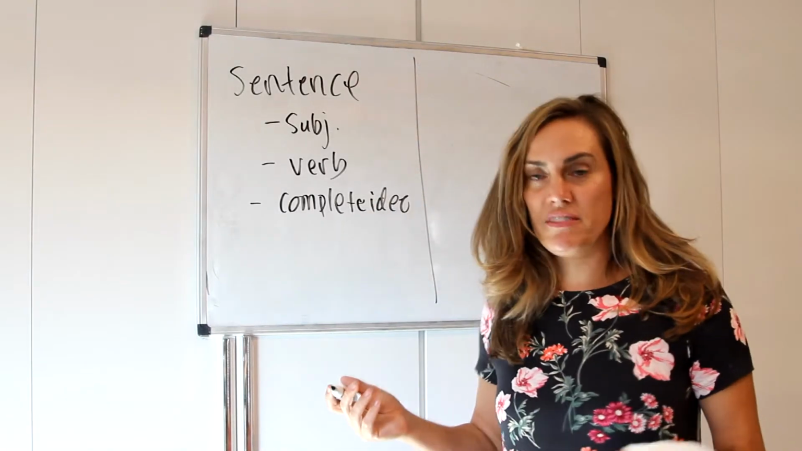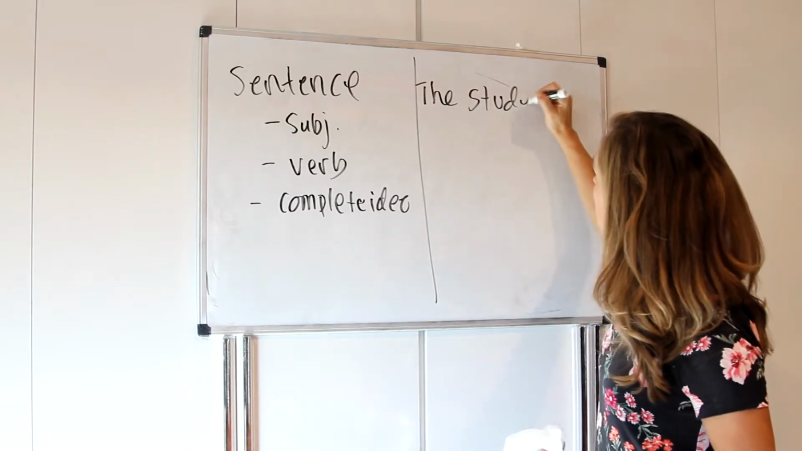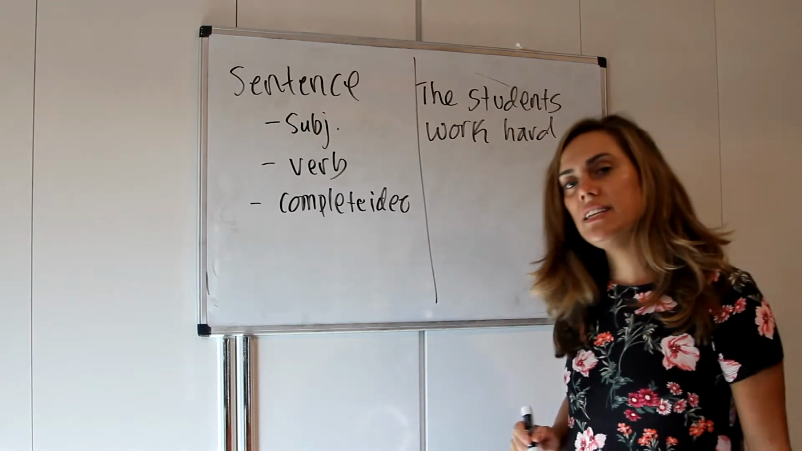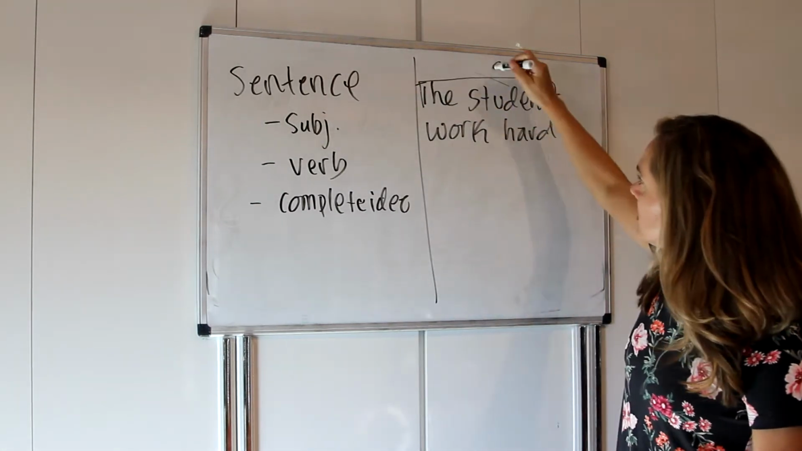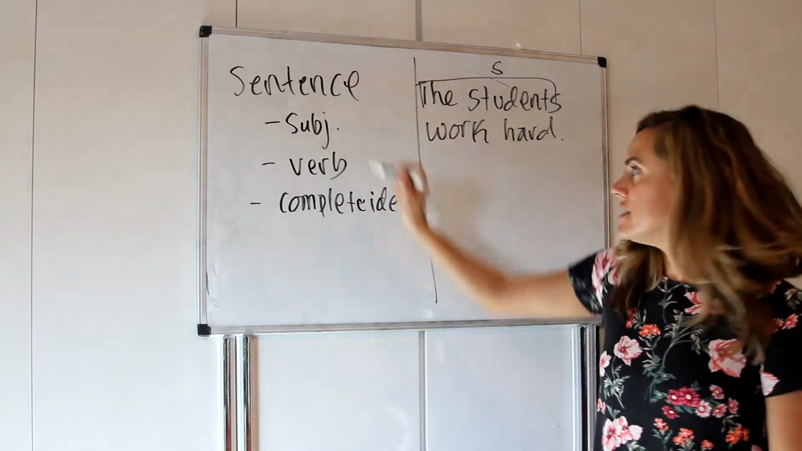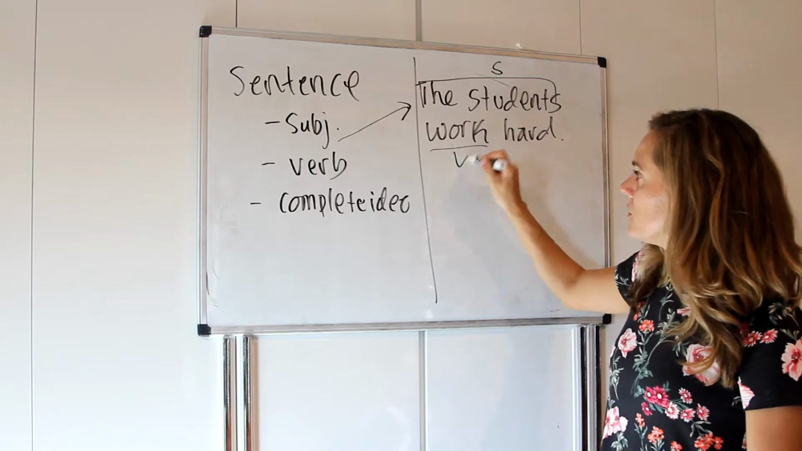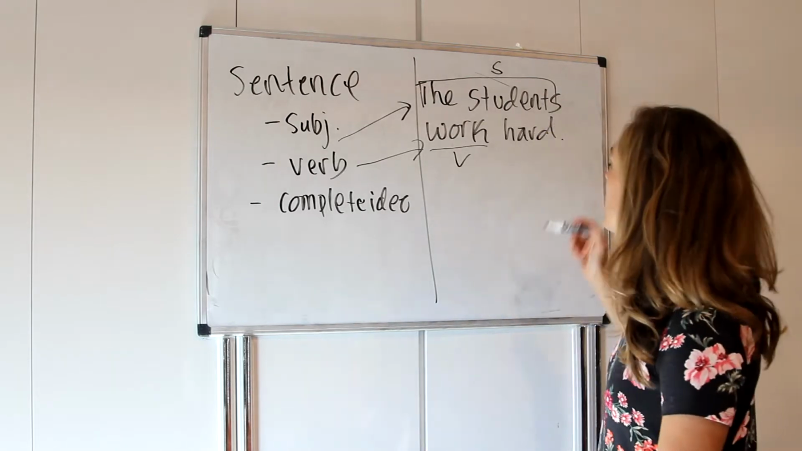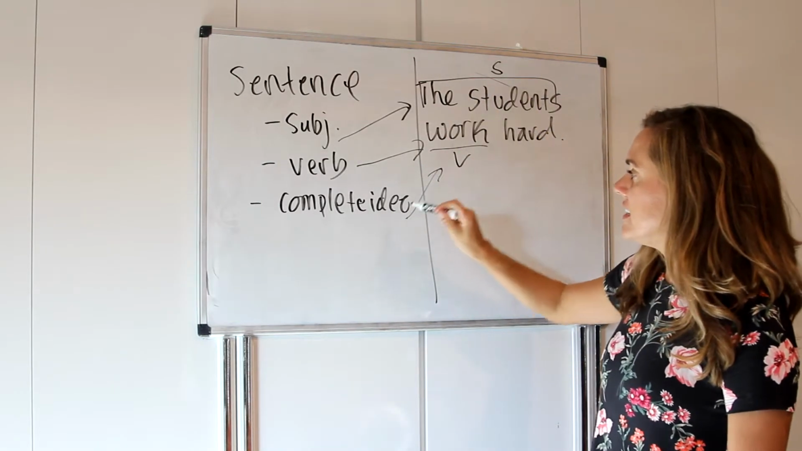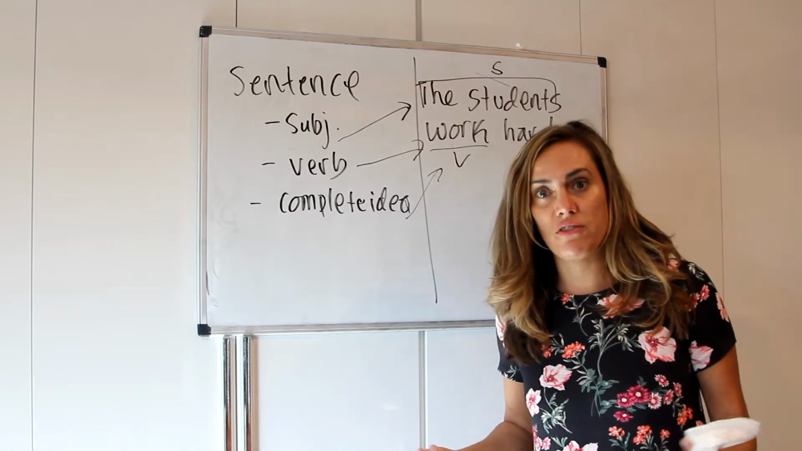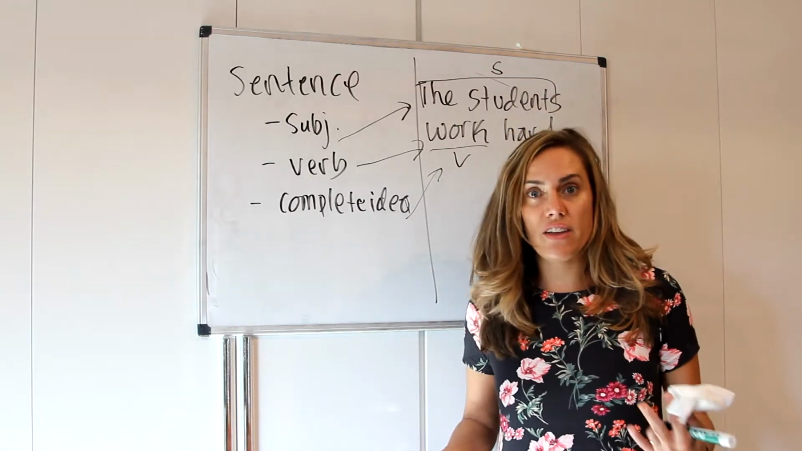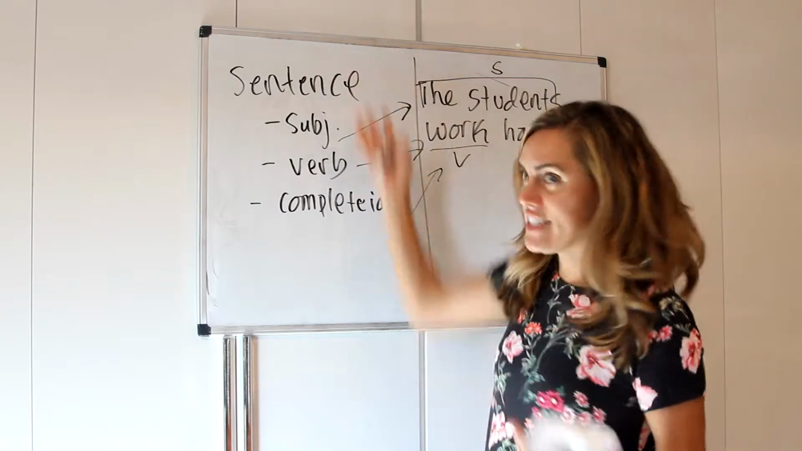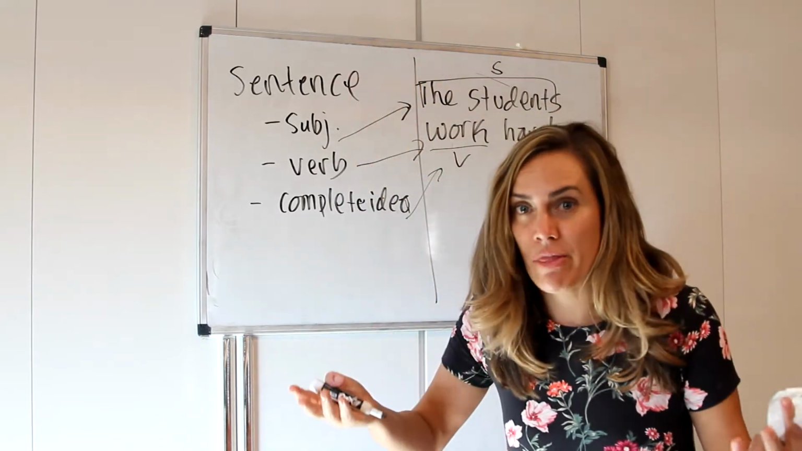So let me give you an example of a sentence. The students work hard. Okay, so in this sentence, we have a subject, that's who or what the sentence is about. We have a verb, which is the action that the subject is doing, okay? And then we have a complete idea. It is complete, it makes sense by itself. So this is called a simple sentence. Or another way you can call it is an independent clause. An independent clause is another way of saying sentence with subject, verb, complete idea. They're the same thing, okay?